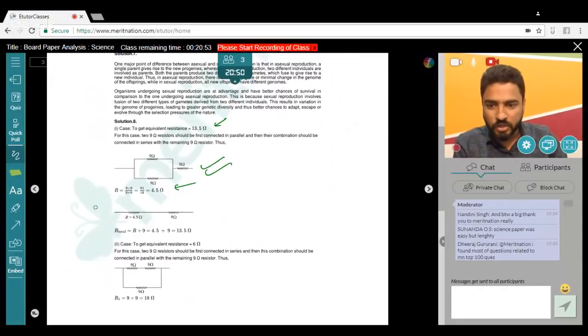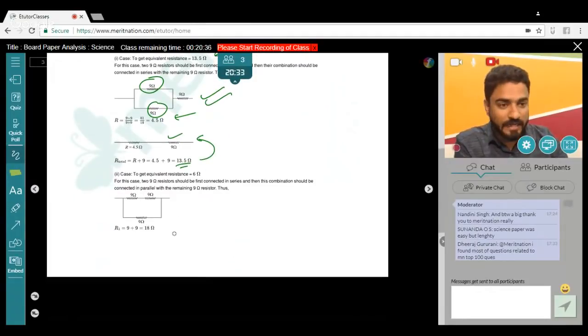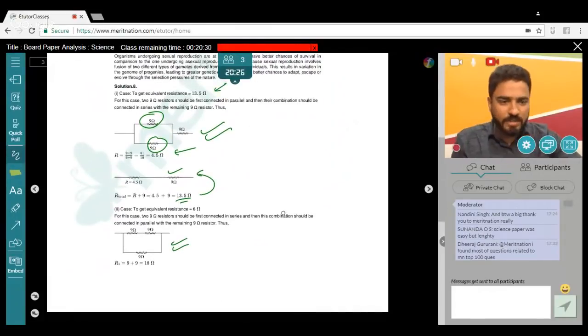13.5 as this is for your 4.5, and you can see that over here for this one you are having the 13.5 over here, because this 9 and this 9 will combine as parallel, so it will be 4.5 added with 9 will give you 13.5. And similarly for the equivalent resistance as 6 ohms, this one would be the arrangement of the resistors. So a very simple question all over again.